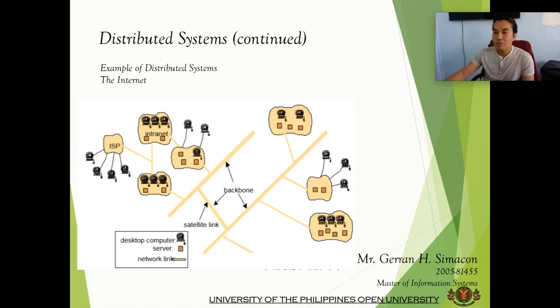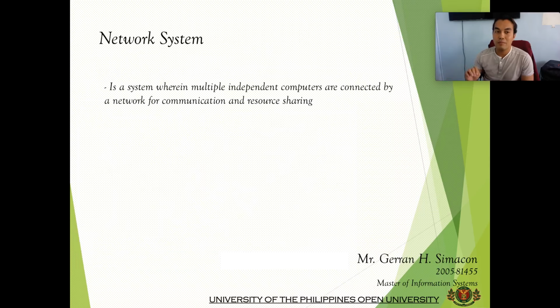So here is the difference between the distributed and the network system. A network system is a system wherein multiple independent computers are connected by a network for communication and resource sharing.